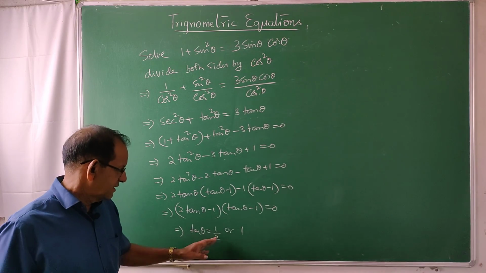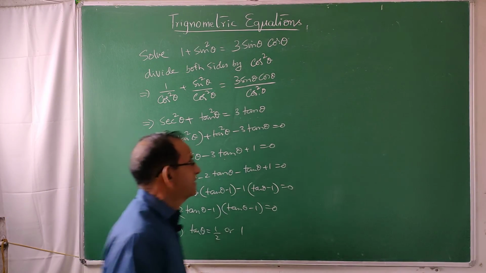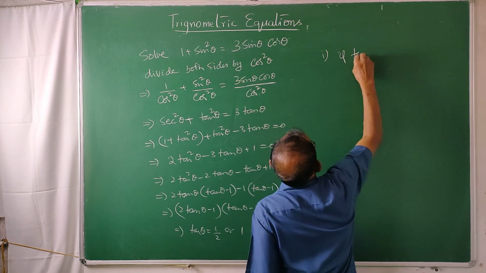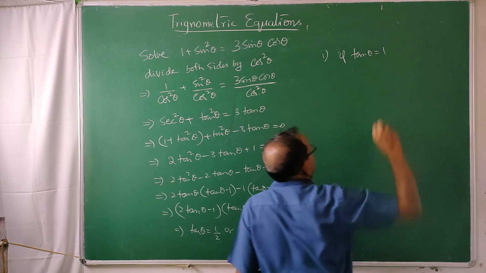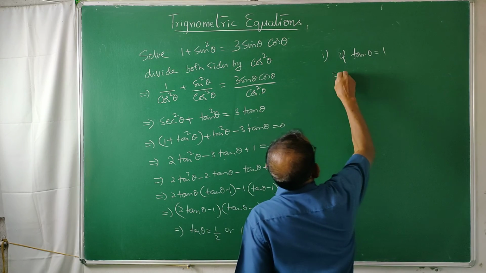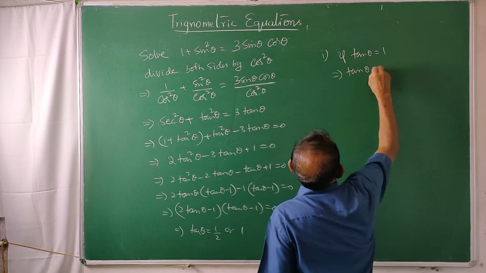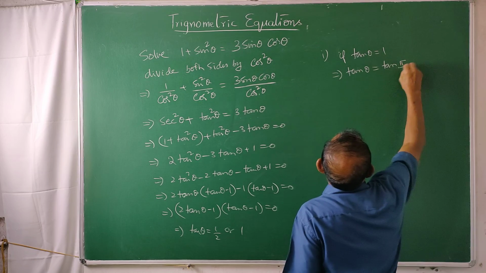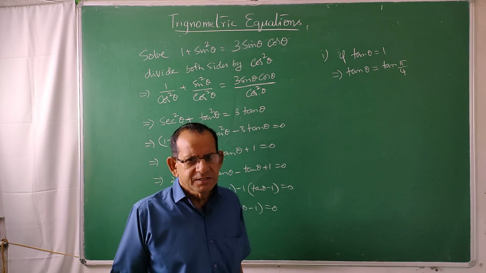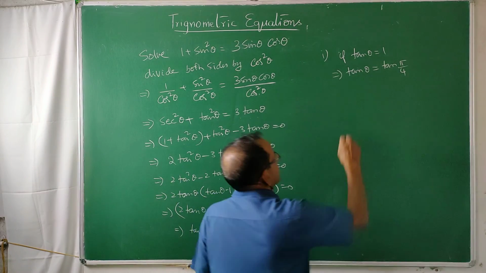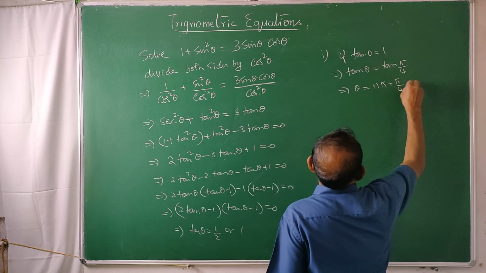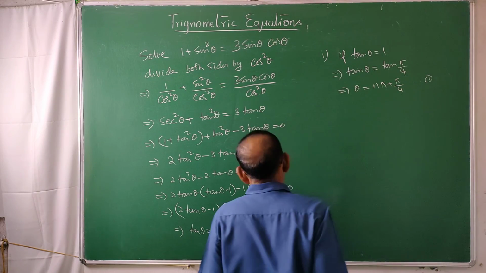Now let us take tan theta is equal to 1 first. If tan theta is equal to 1, for 1 the principal value is 45 degrees. So that implies tan theta is equal to tan pi by 4. For tan theta is equal to tan alpha, the general solution is theta is equal to n pi plus alpha. That implies theta is equal to n pi plus pi by 4. This is one solution.